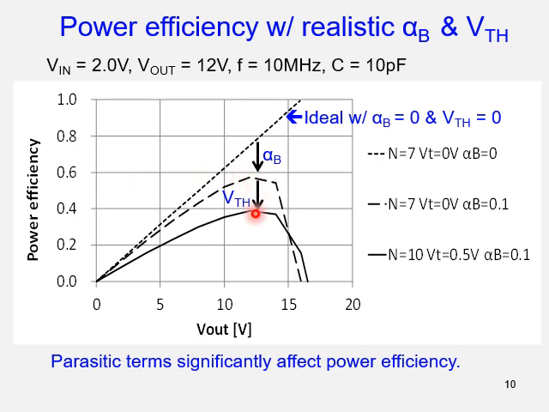As a result, to have sufficient power efficiency with a charge pump, parasitic elements such as alpha B or VTH must be minimized.